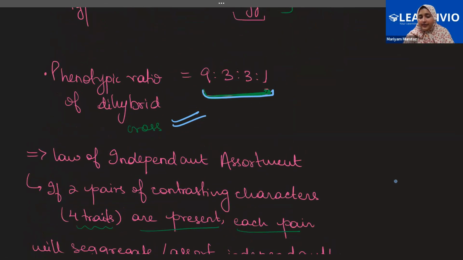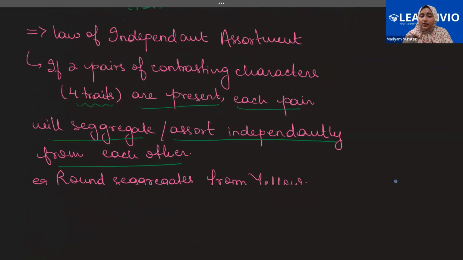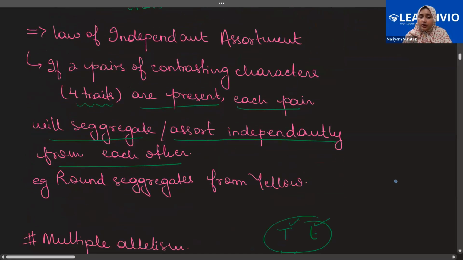So this was about dihybrid cross. Now talking about another law, that is the law of independent assortment.